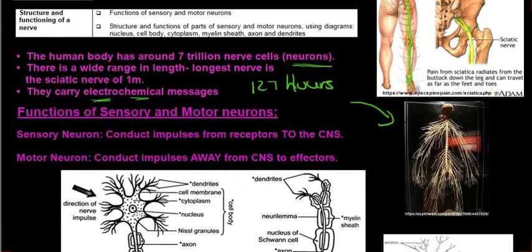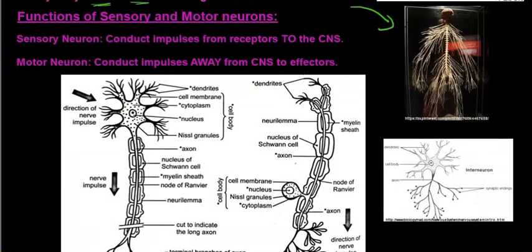Now, looking at the functions of sensory and motor neurons. Firstly, let's look at the definition. A sensory neuron conducts impulses from receptors to the central nervous system. The receptors are different parts of your body that receive the stimulus. For example, on your hand, you will have a receptor that picks up a stimulus and converts it into an impulse that will then be sent to the central nervous system.